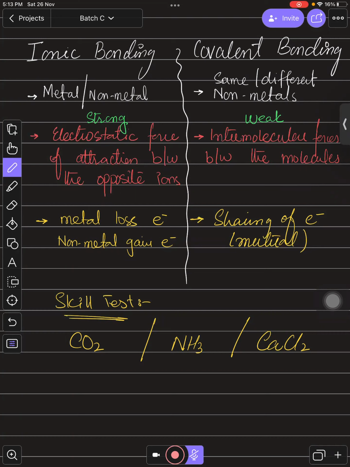Yes, and the second point is of covalent bonding. It has intermolecular force between the molecules. Yes, that is why they are weak. Yes, that's great. Very good. So, children, this is the case that you need to understand, और ये difference आपको याद रखना है. ठीक है.